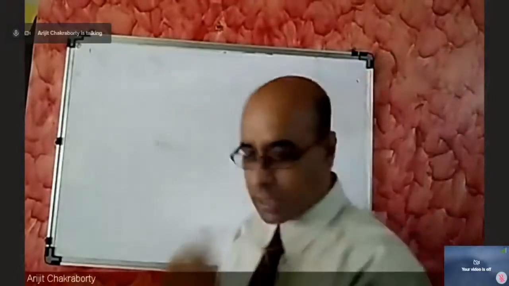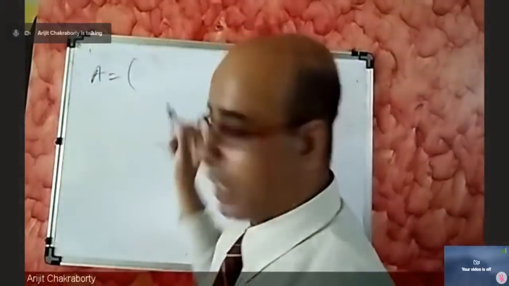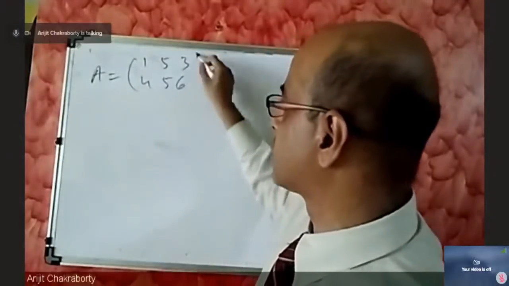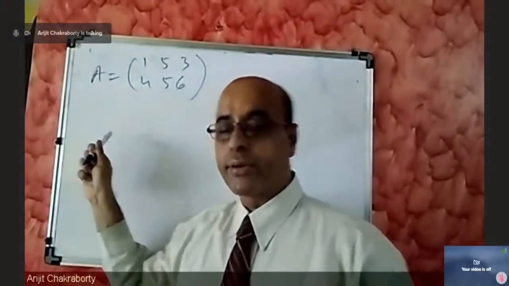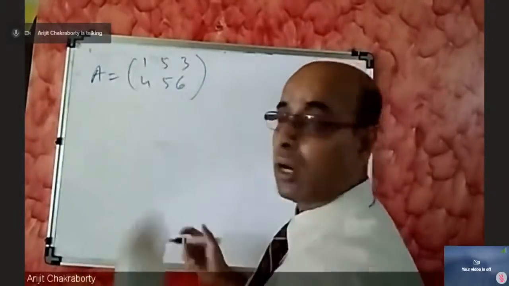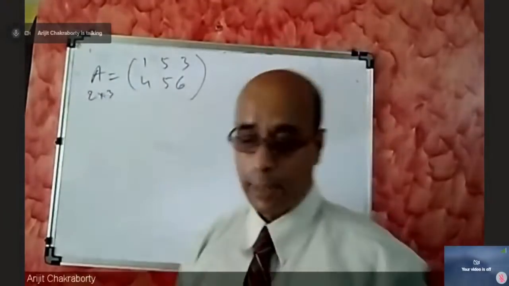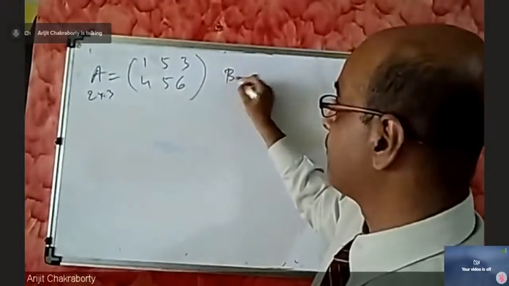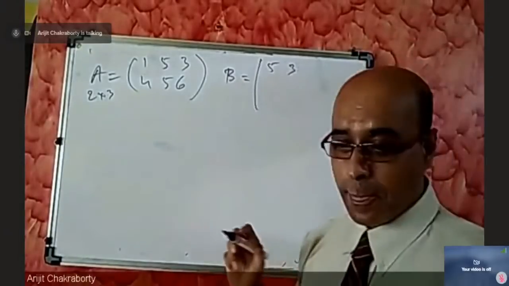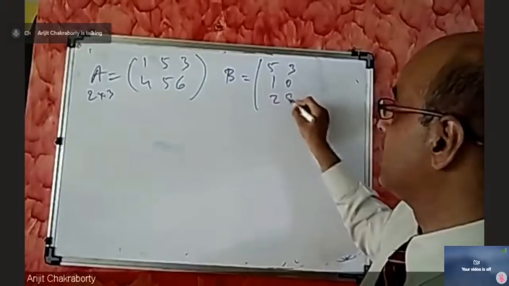So now we do matrix multiplication. A is given: 1, 5, 3, 4, 5, 6. A is a matrix. Please note, how many rows are there? 2 rows. How many columns? 3 columns. So it is a 2 by 3. B, matrix B. The matrix is 5, 3, 1, 0, 2, 8.